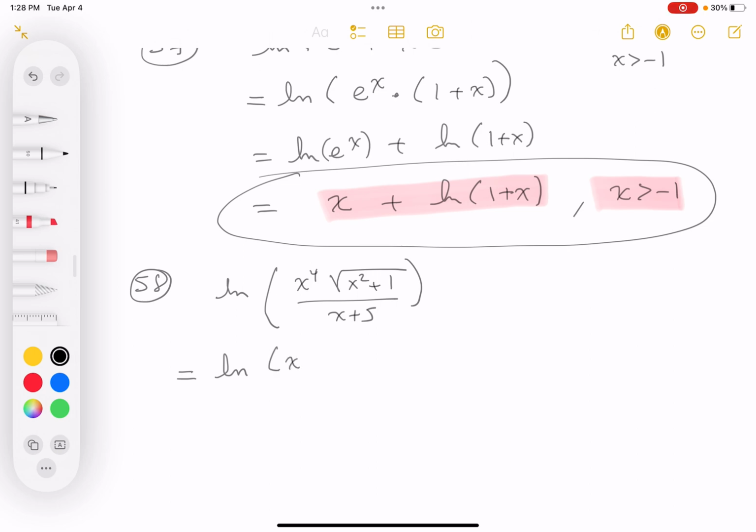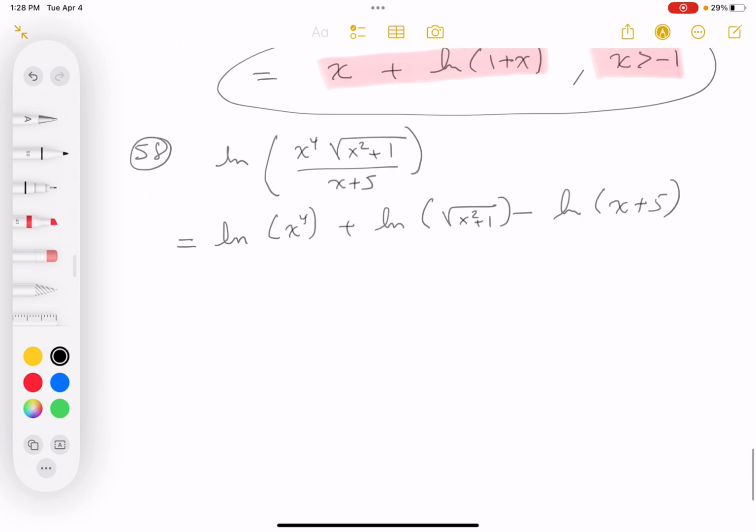So it's going to be x to the fourth plus the natural log of the root, which is x squared plus 1, minus the natural log of the bottom, which is x plus 5. So we're almost there. We kind of divide into 3 parts over here. It's an expansion. But let's go term by term now. The 4 here is going to come down, so I get 4 natural log of x. And that power there is a half, so I'm going to put down 1/2 natural log of x squared plus 1 minus the natural log of x plus 5.